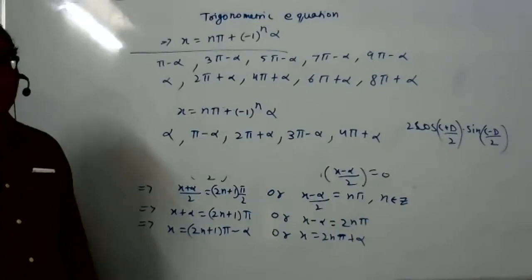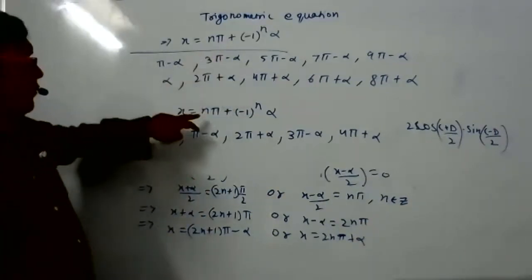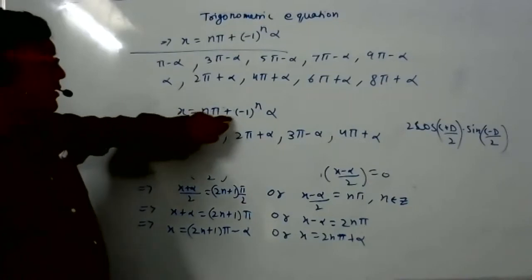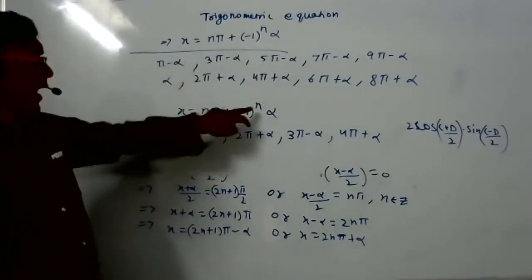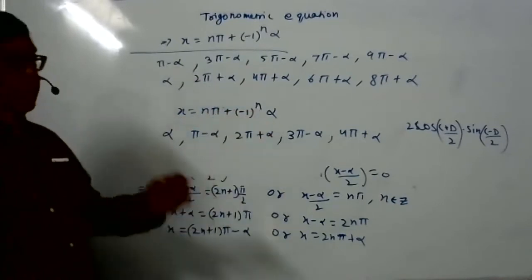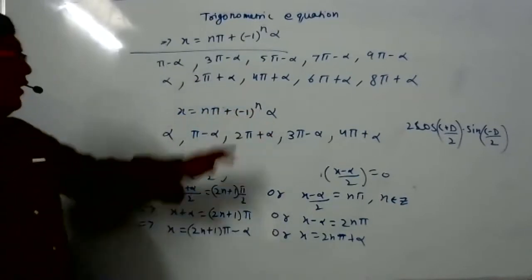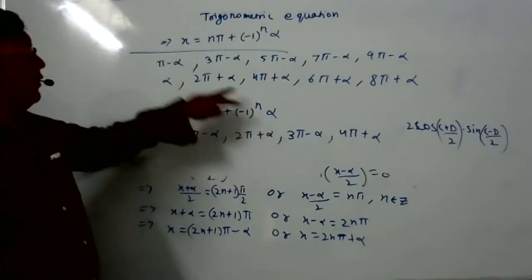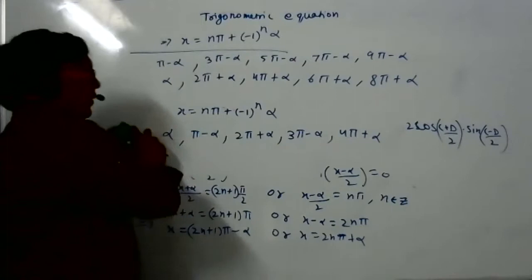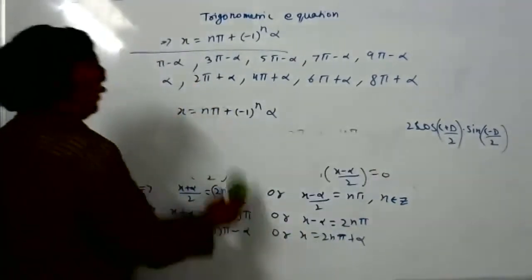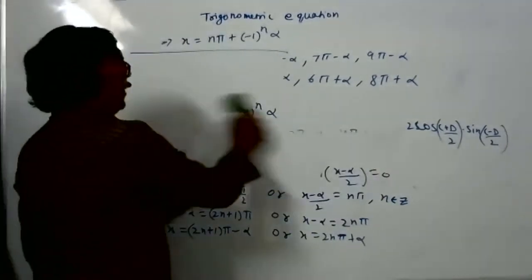Understood, sir. Now, both we have to combine. So we have combined in this way, n pi plus minus 1 to power n alpha, because it covers both the angles. Whenever n is odd, we will get minus alpha because minus 1 to power odd number is negative. Whenever n is even, we will get plus alpha. So all the angles are considered. No need of writing separately. Both statements together are written this way, n pi plus minus 1 to power n alpha. This is the final answer.